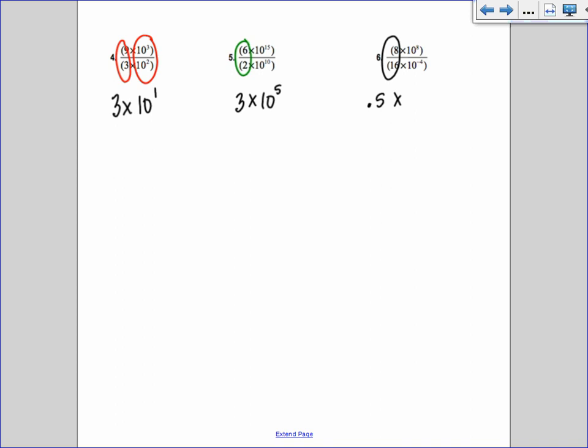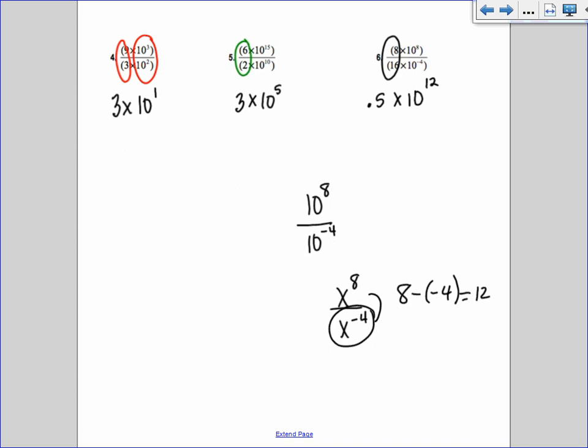And then this is also tricky, right? You have 10 to the 8th divided by 10 to the negative 4. What did we do when we had x to the 8th divided by x to the negative 4? You subtract. So you do 8 minus a negative 4, which is 8 plus 4, so you should get 12. So this is times 10 to the 12. What we also did is, remember, we moved this to the top and made it positive. You could also do that. So move it to the top and make it x to the 4th.